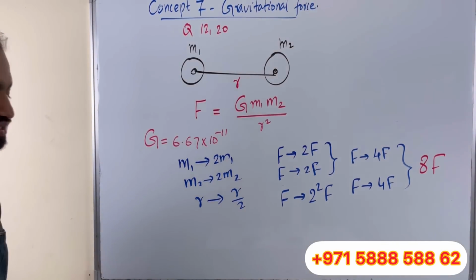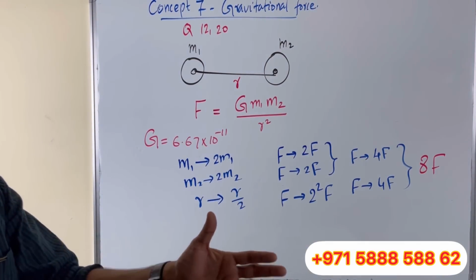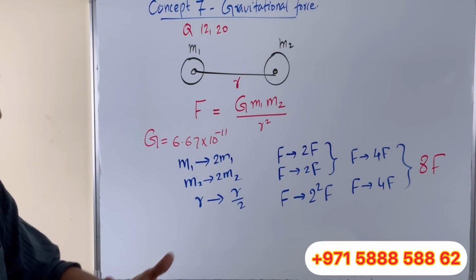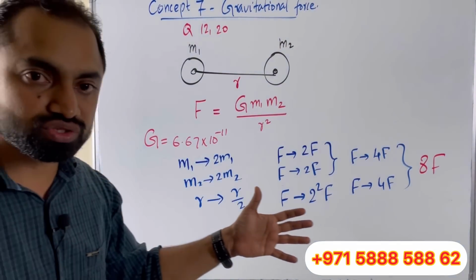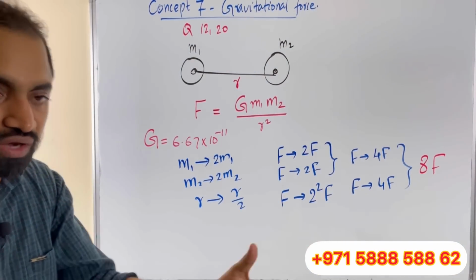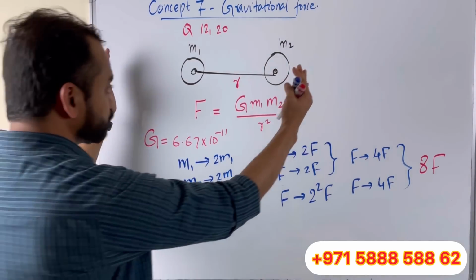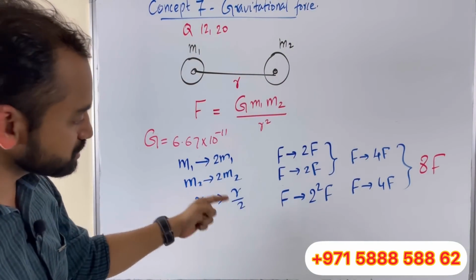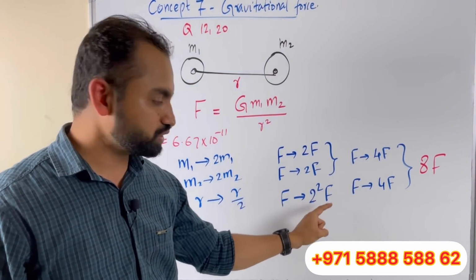Then next what I said is, if you decrease the distance between the masses, the gravitational force will increase, right? So if you make the distance between the masses half of the initial distance, then the gravitational force will increase by 2 squared F. Why 2 squared?